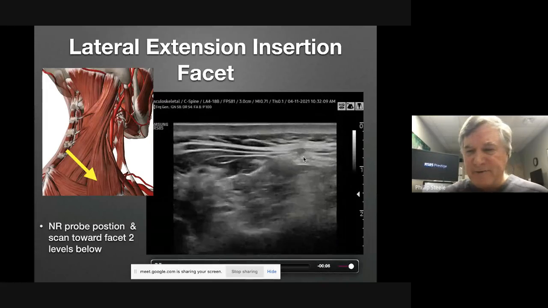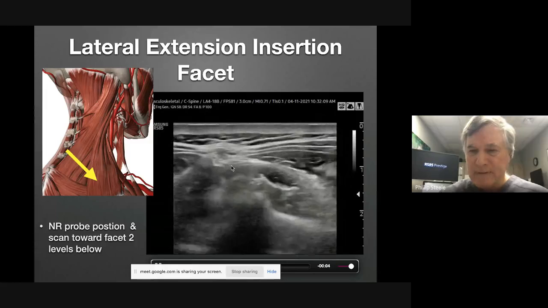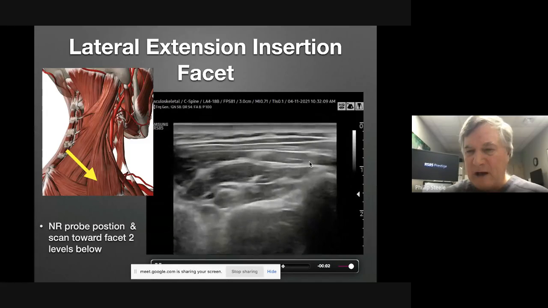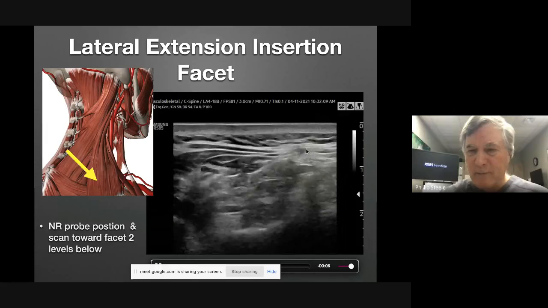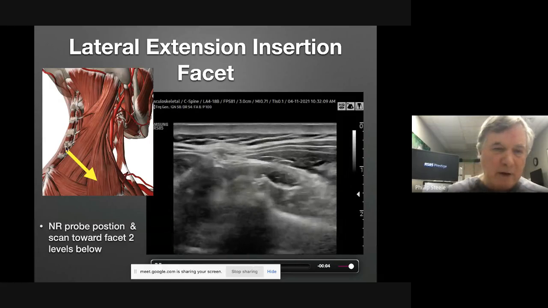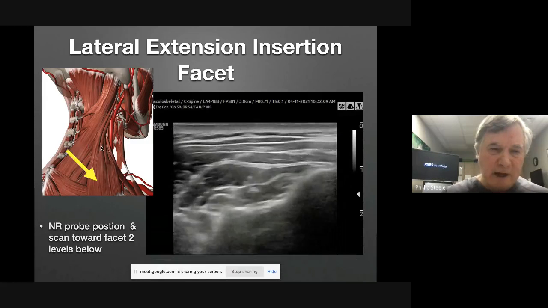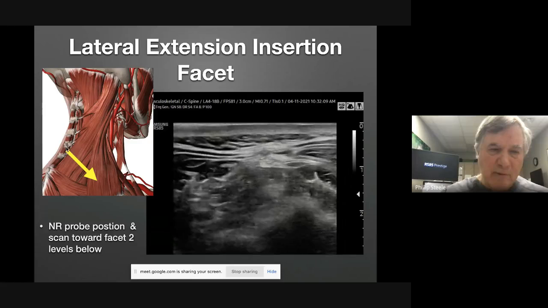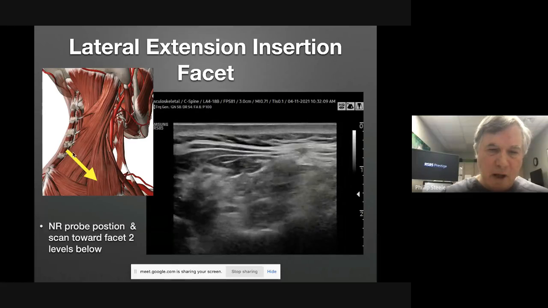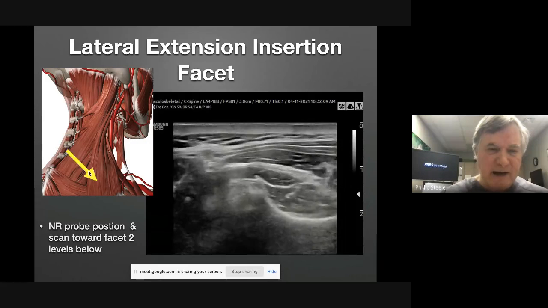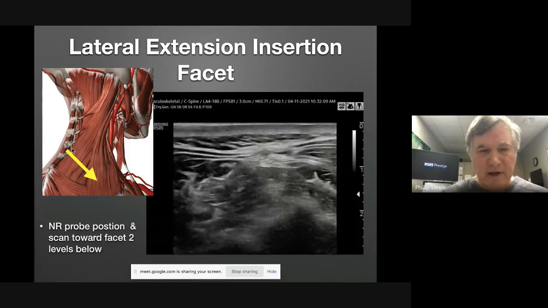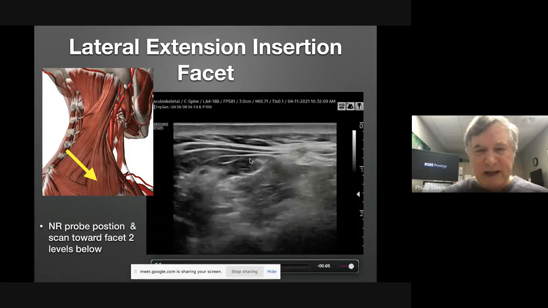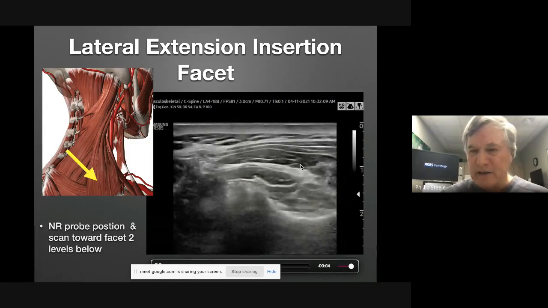So this is a different example. Here's Nuchal Raphe. I'm actually going to try to follow the lateral extension all the way to the facet. And this is an important part of your scan. So I'm using an oblique view. I used to try to come straight across in the axial plane, but for whatever reason, and certainly it would be good to get into the cadaver lab to see this, the lateral extension is best identified at about a 40-degree angle, scanning towards the next level down.